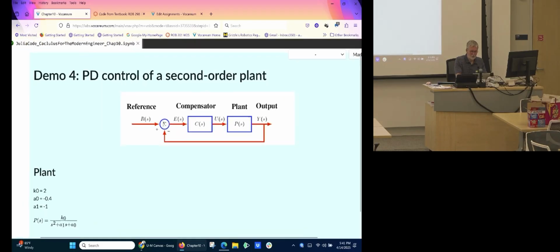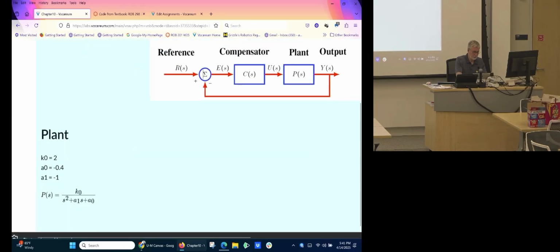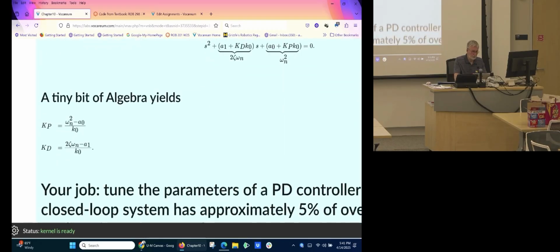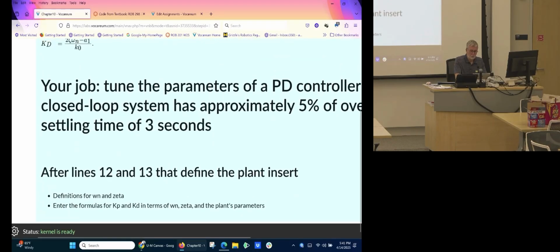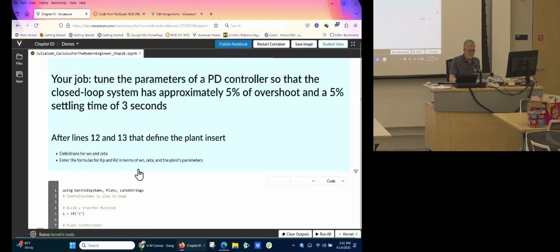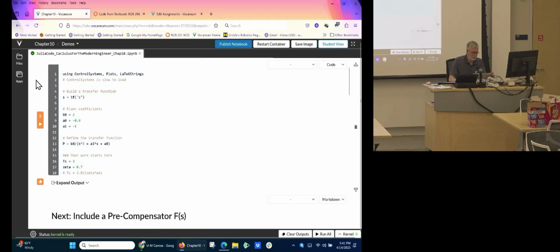So PD control of a second order thing. Here's the plant. Compensator. We want to tune the parameters so we get a 5% overshoot and a 5% settling time is given to us.